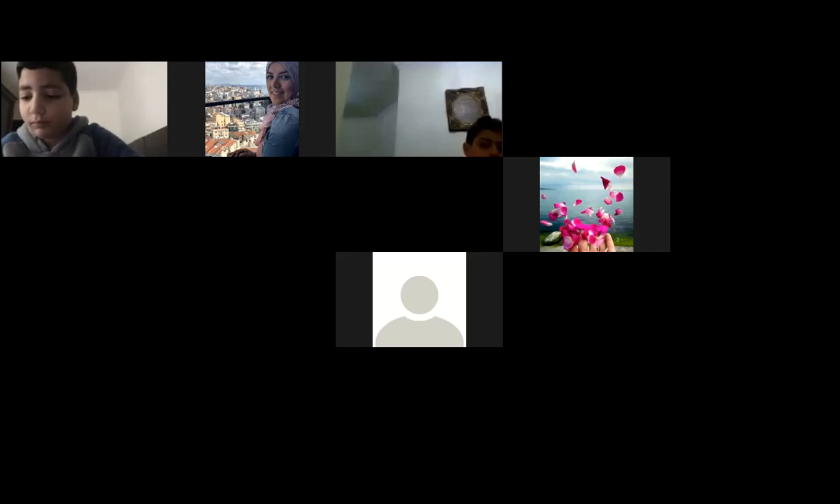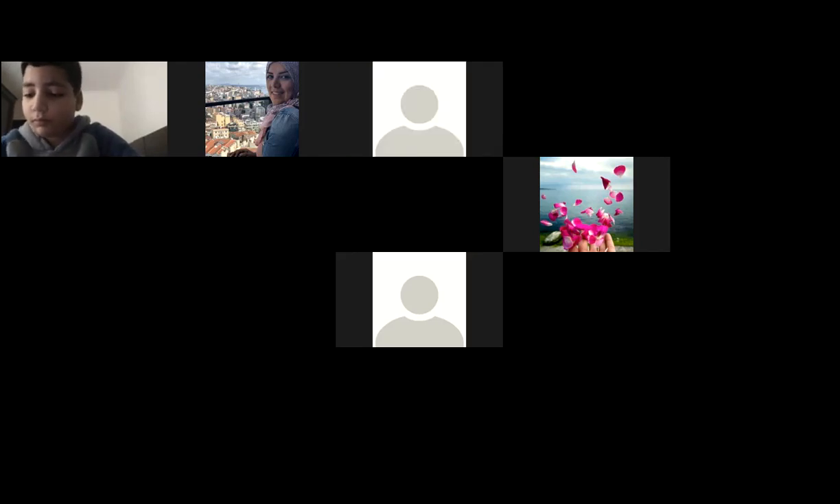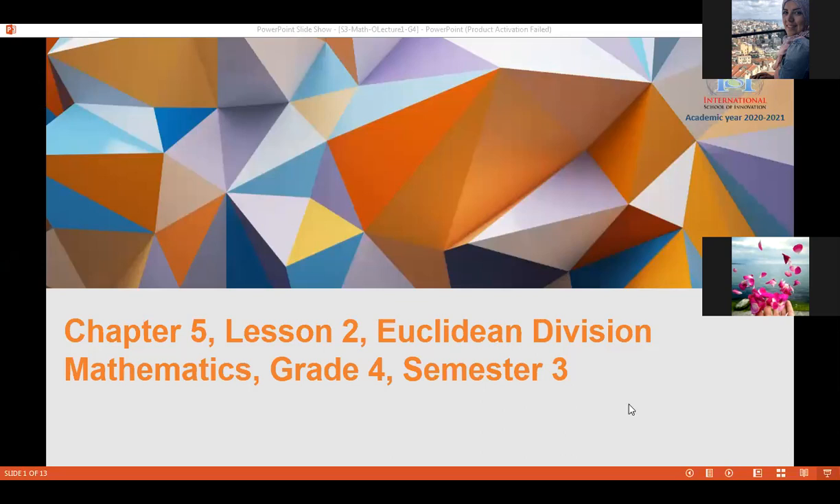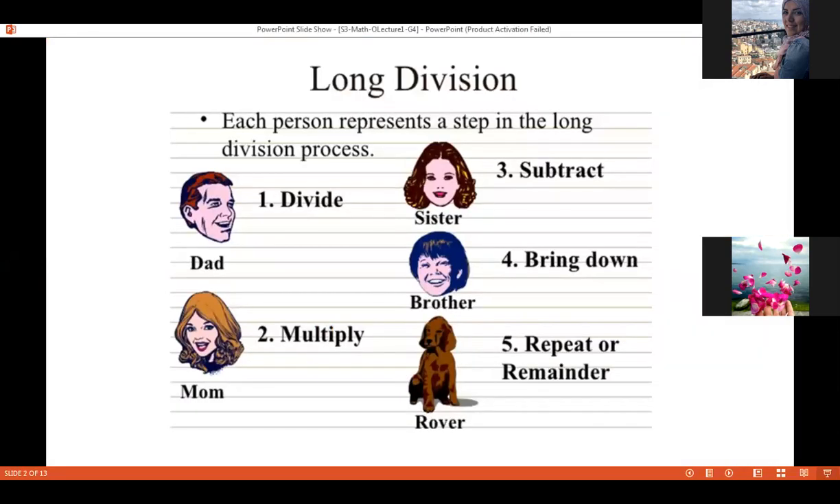So let us start. As I told you, today we are going to learn about Euclidean division, or the long division. First of all, you should study and memorize those steps. In order to divide, we're going to do 5 steps. They are very easy to memorize because first, you know that the family consists of a dad, mom, a sister, a brother, and sometimes you might have a dog, right?